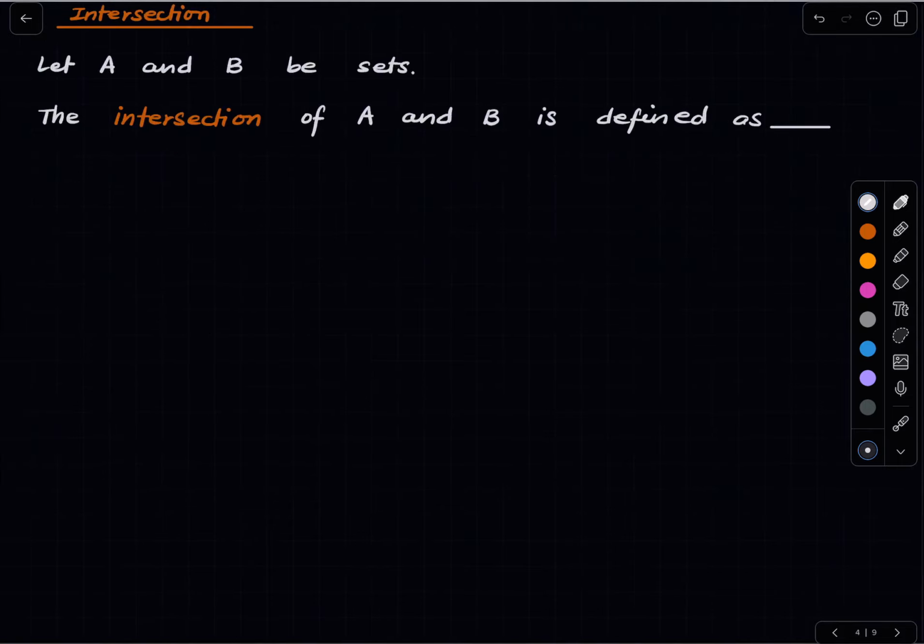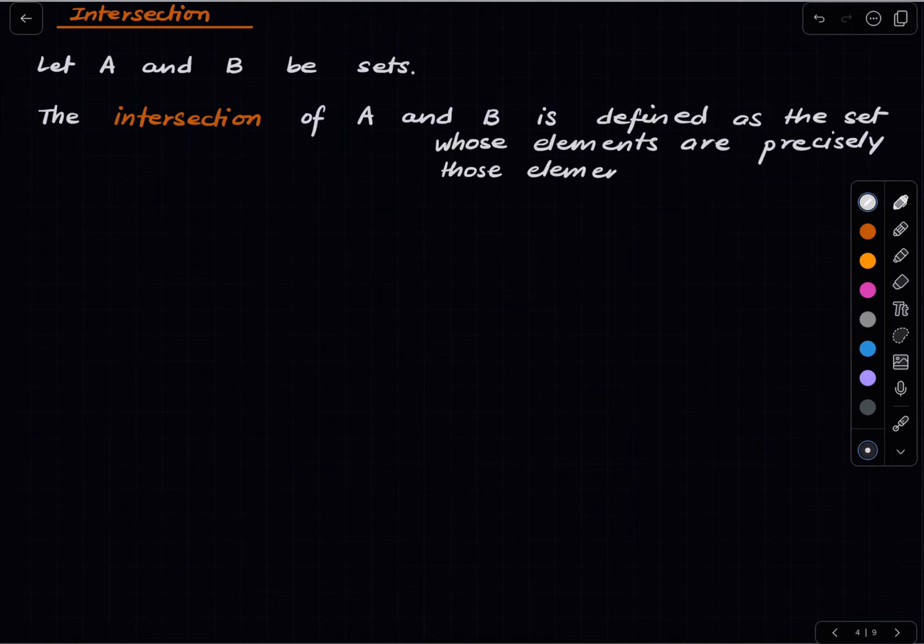Now let's talk about intersection. It's a close cousin of union. So again, A and B be sets. Then the intersection of A and B is defined as the set whose elements are precisely those elements which are in both A and B. So the common elements of A and B is what constitute the intersection.